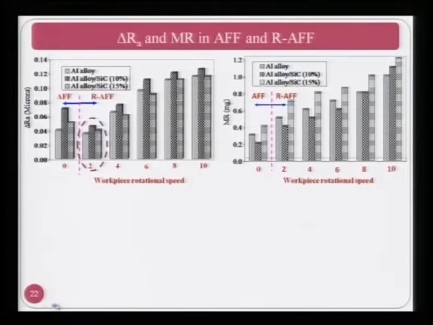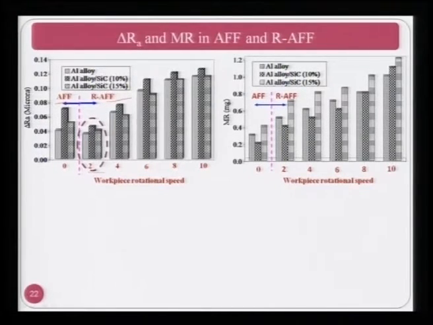Now, if you see here again the comparison of change in RA value and material removal in case of abrasive flow finishing and rotary abrasive flow finishing. You just see here change in RA value, that is delta RA, on the left side of this is in abrasive flow finishing, on the right side it is in rotary abrasive flow finishing.